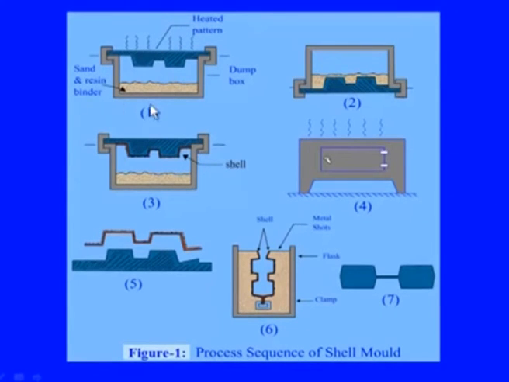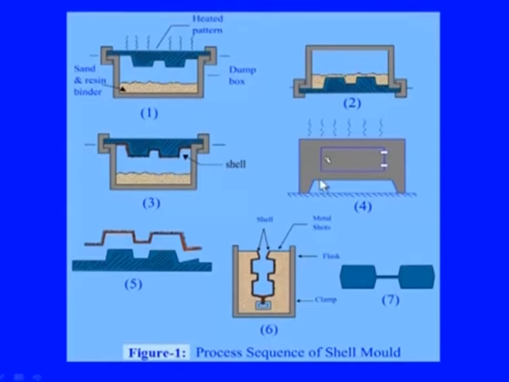In this first step, sand and resin with resin binder are kept like this. The pattern is heated to some extent. The entire thing is kept on this box. Now the box is inverted, as can be seen on the screen. The cell is prepared like this. Again it is made upright.